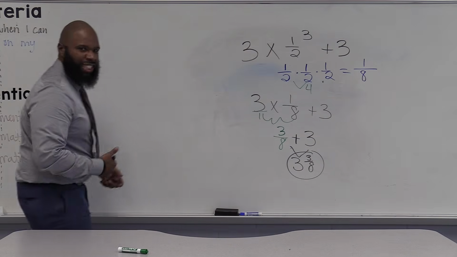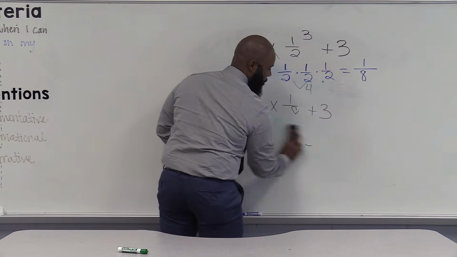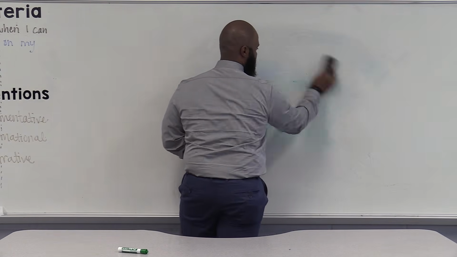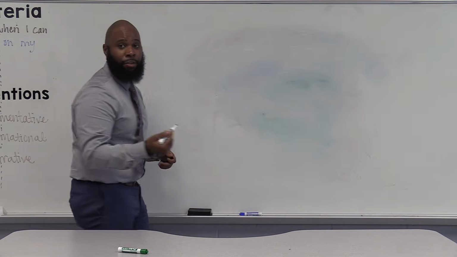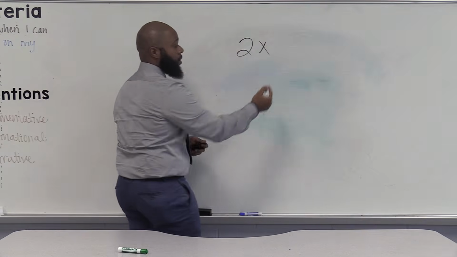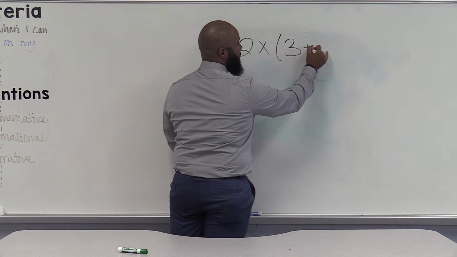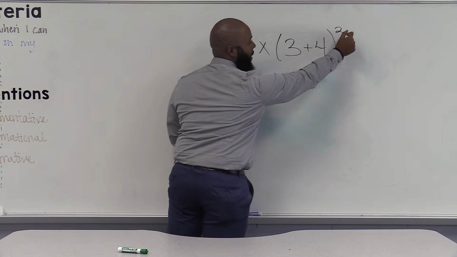All right, so let's do another one together. I'm going to erase this, and you're going to write this on your paper. You guys are doing a good job. So I'm going to do the problem 2 times, parentheses, 3 plus 4, close parentheses, and I'm going to square that.